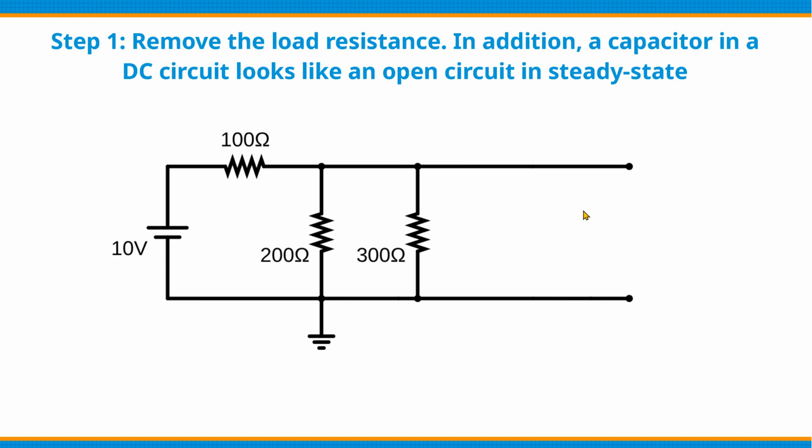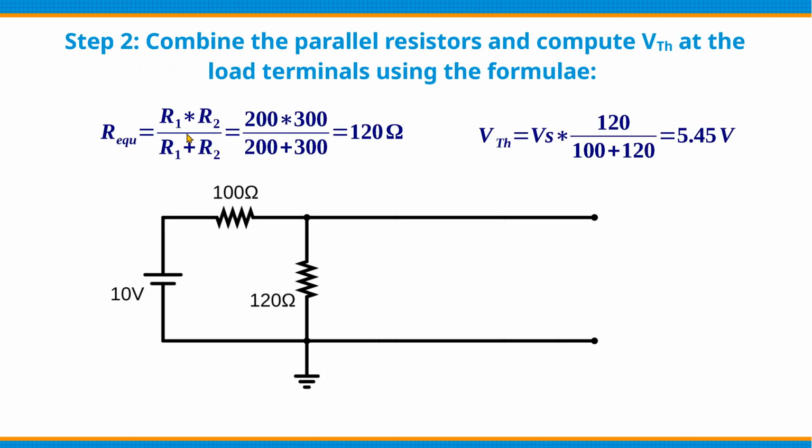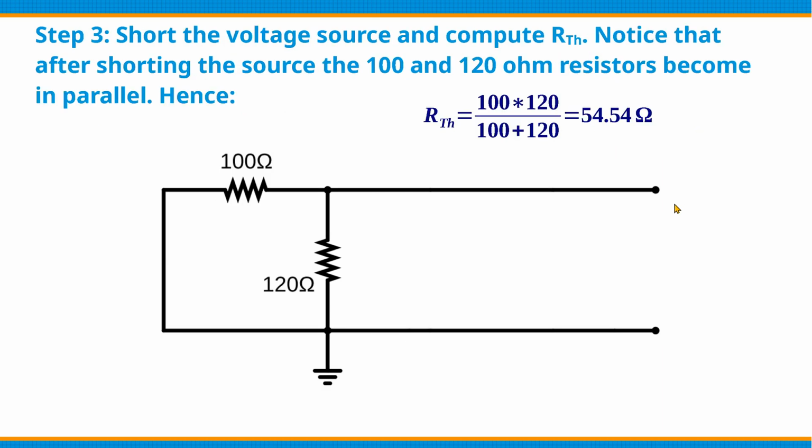And now we can compute the voltage across the open terminals, and that will be our Thevenin voltage. In doing that, we can see that this 200 ohm and this 300 ohm resistors are in parallel. So what we can do is find the parallel equivalent, which simply comes out to be 120 ohms. And then with a simple voltage divider rule, we can find that the voltage across these 2 terminals, which is the same as the voltage across this 120 ohm resistor, basically is 5.45 volts.